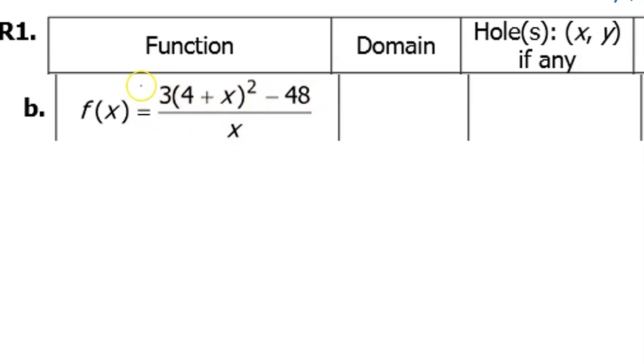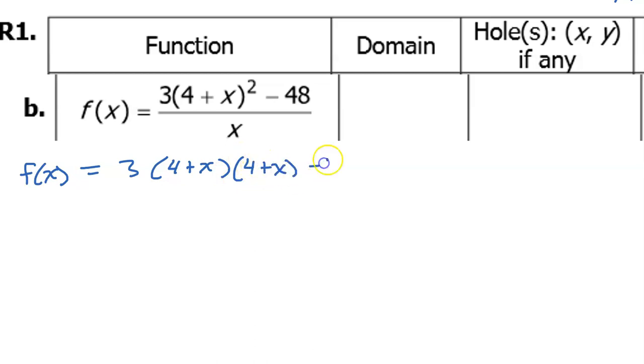So I'm going to go ahead and multiply out everything in the numerator so I can see what's really going on. So let's see, I've got f of x equals 3 times (4 plus x) squared, which means (4 plus x) times (4 plus x), minus 48.